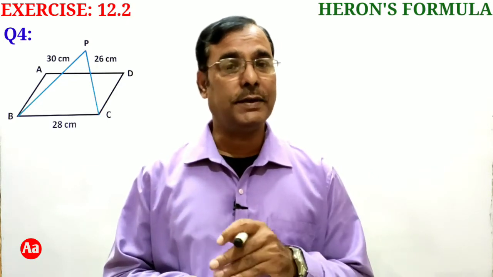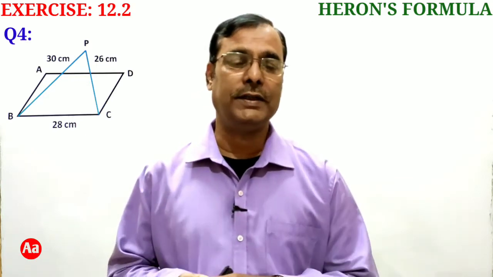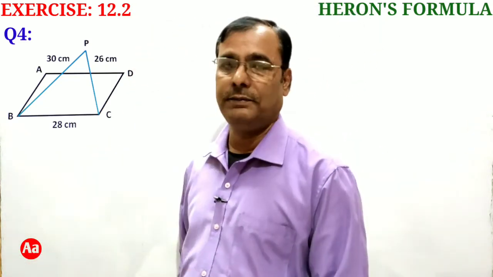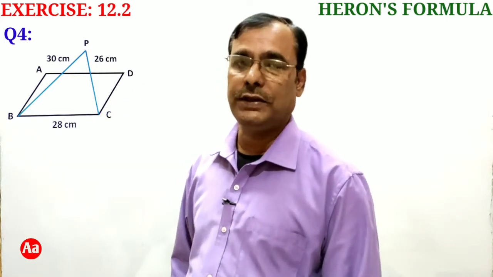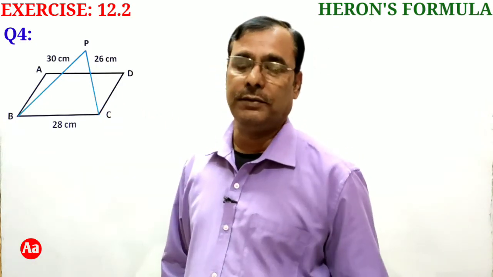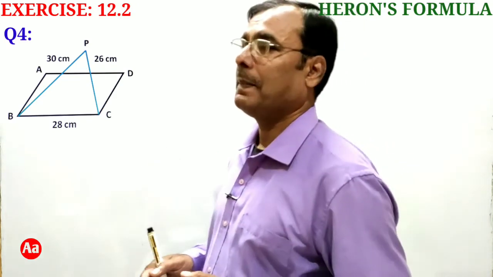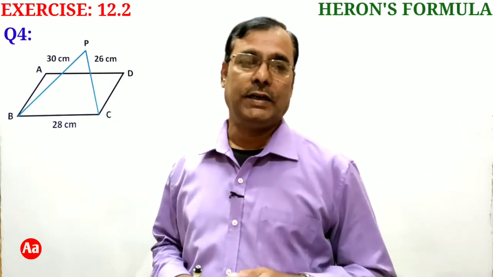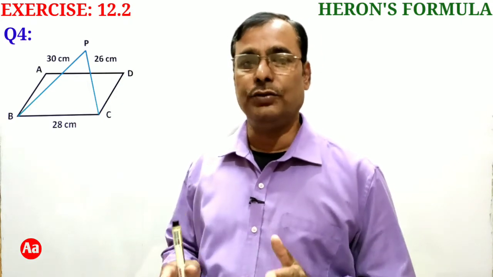But in this question it is given that area of the parallelogram is equal to area of the triangle. Look at this figure. ABCD is the parallelogram, PBC is the triangle on the same base BC. Area of triangle is given equal to area of the parallelogram, and we have to find the height of the parallelogram. So let's first calculate area of triangle PBC of three sides 26, 28 and 30 centimeter using Heron's formula.